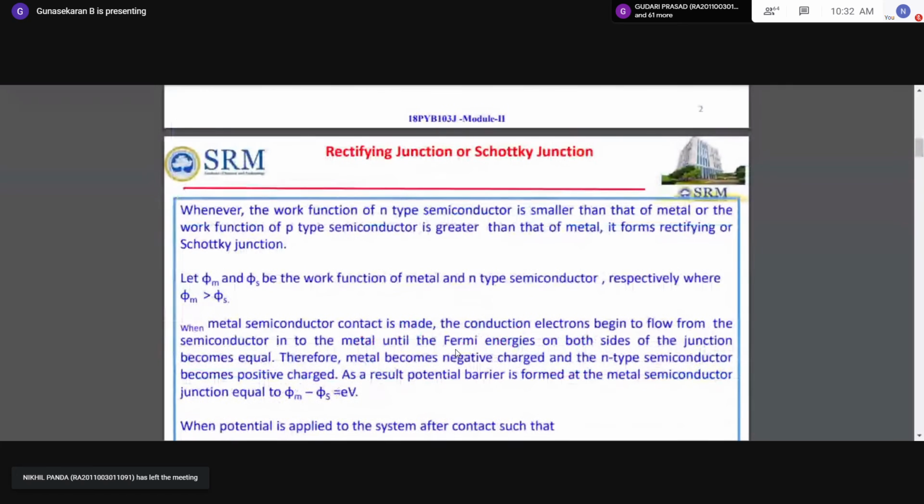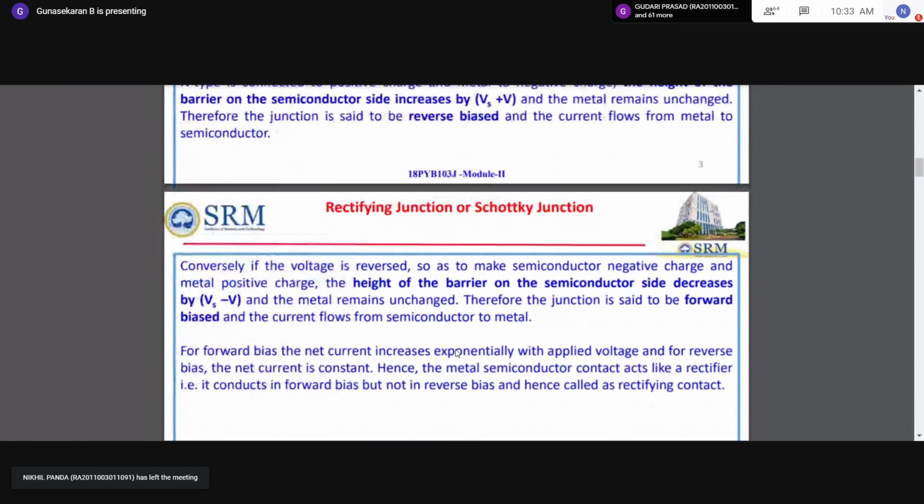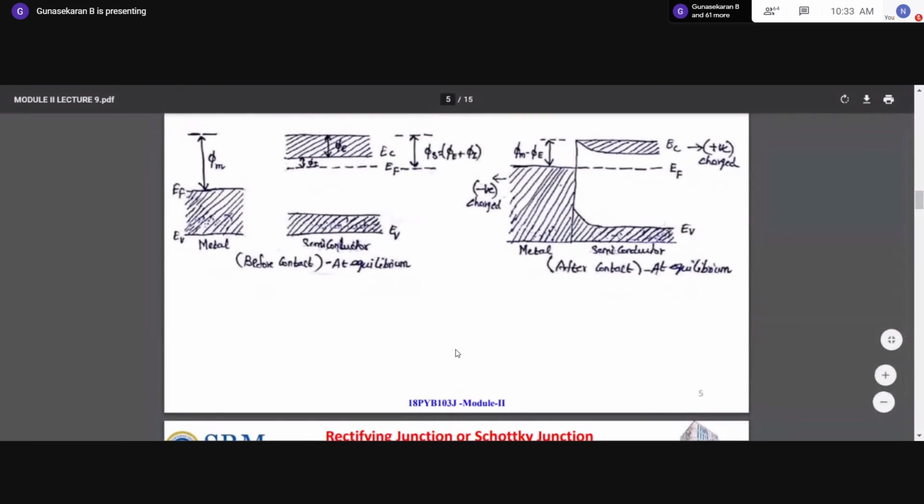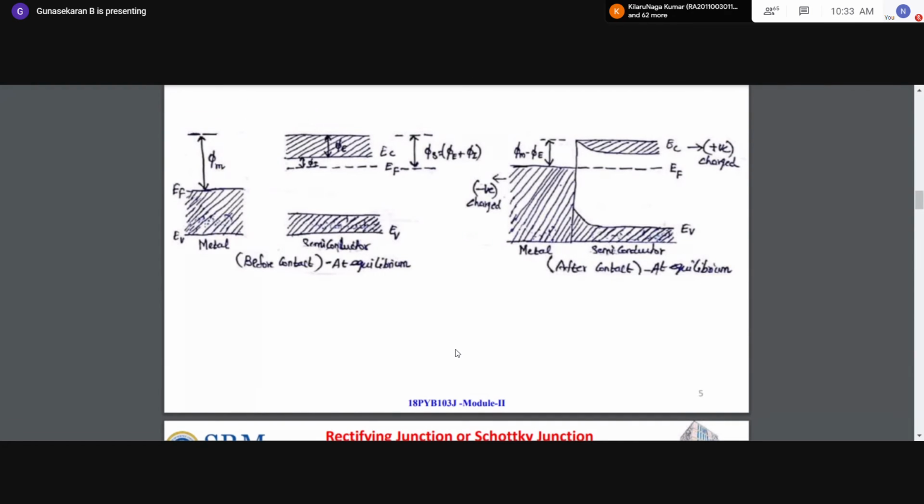See the diagram here first. This is the metal and this is the semiconductor. This is before connecting. So what about the work function? The work function of the metal is slightly greater than this. This is phi_m, and this is your phi_s. So definitely phi_m is slightly greater than phi_s. Is it correct? Say yes or no.